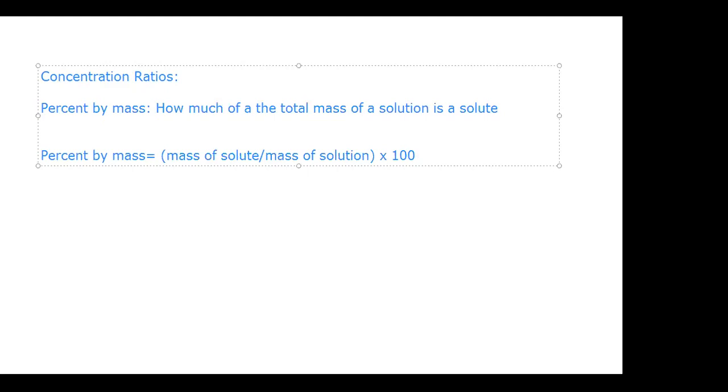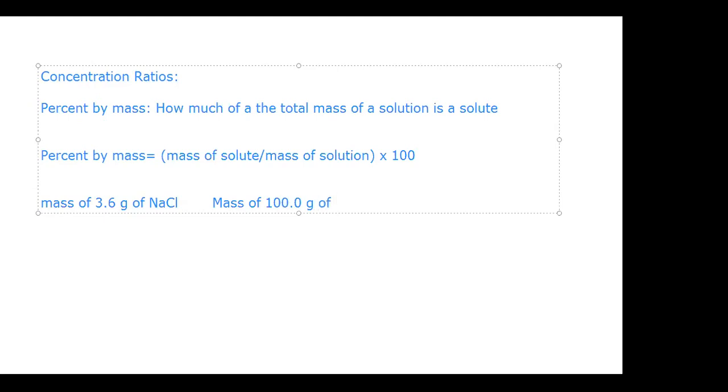All right, and so we'll just do a practice problem real fast with this stuff. So when we're doing percent by mass, say we have a mass of 3.6 grams of NaCl. Okay, and then we also have a mass of 100 grams of water, H2O. Now remember, this is our mass of solute with the salt, and the mass of our solvent with the water. But up here, it's the mass of solute divided by mass of solution. So solution mass is going to be equal to these two things added together. So it's just going to be 103.6 grams of solution.